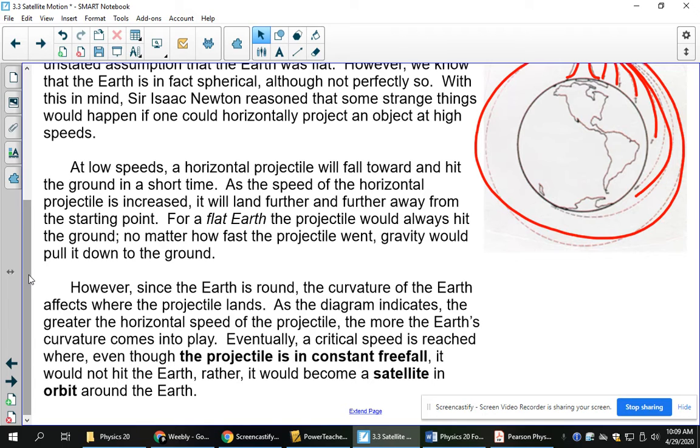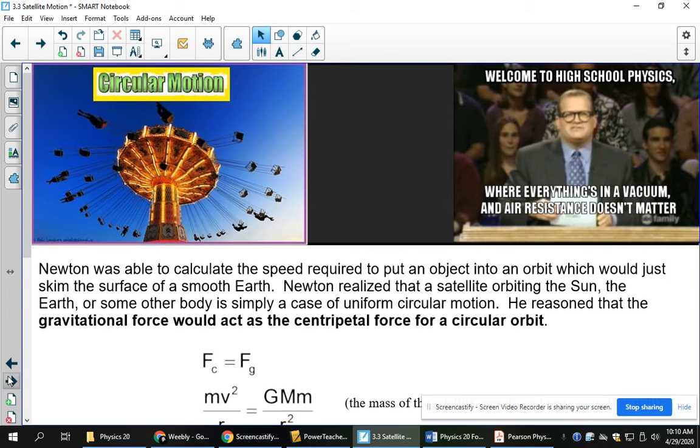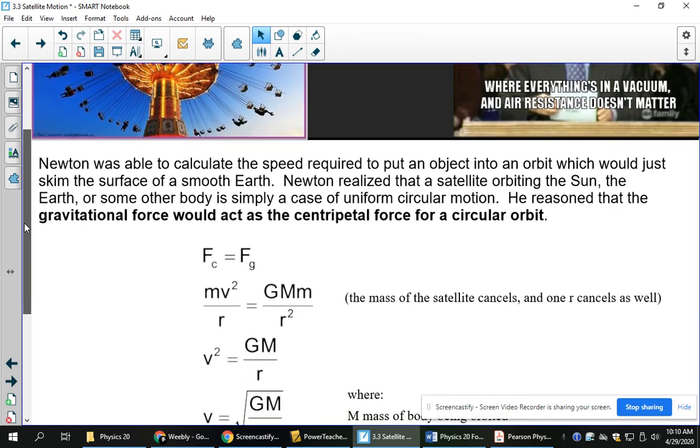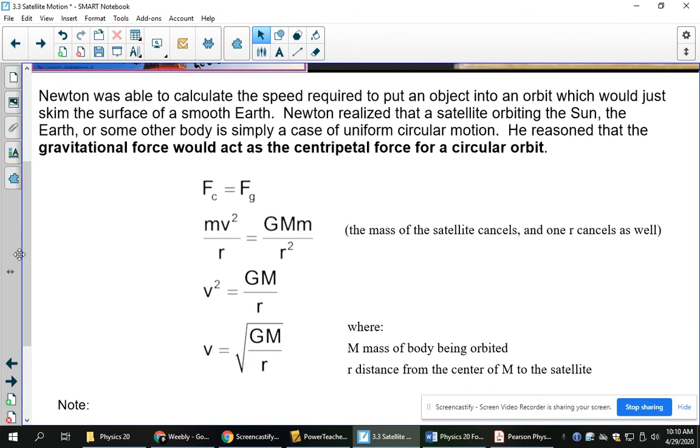Eventually, something called a critical speed can be reached, where even though the projectile is in free fall, it would not hit the Earth. Rather, it becomes a satellite and it starts to orbit around the Earth. So Newton was actually able to calculate the speed required to put an object into an orbit, which would just skim the surface of a smooth Earth.